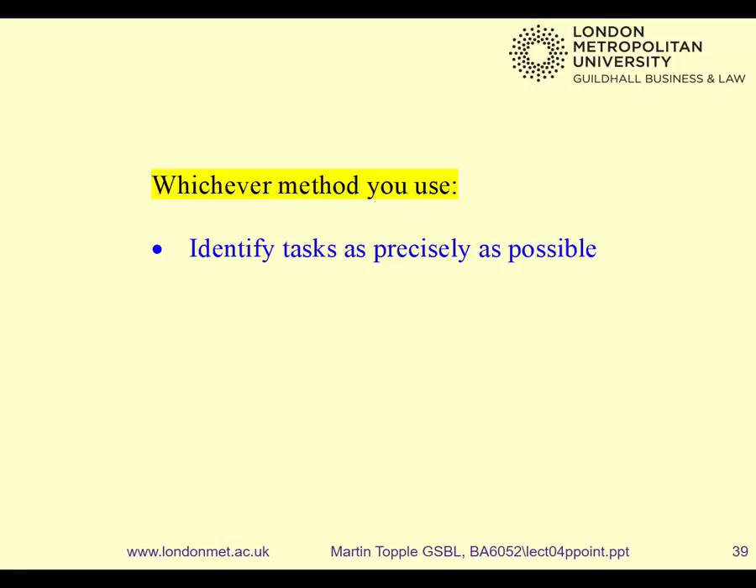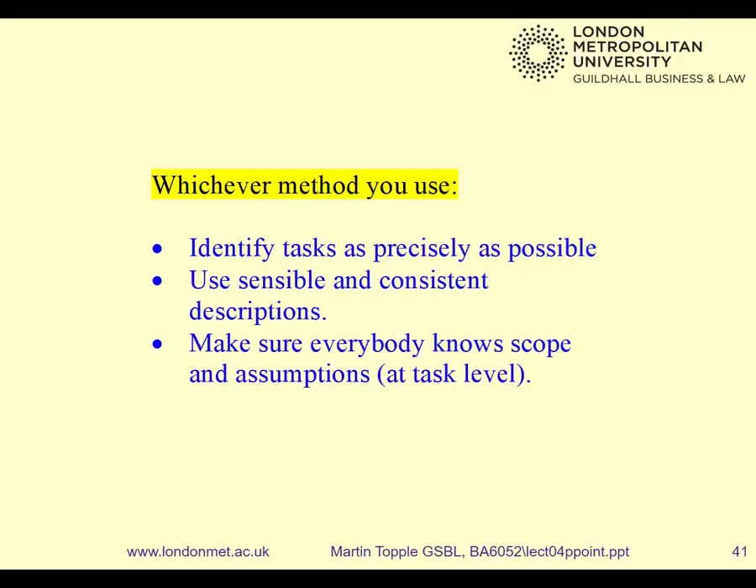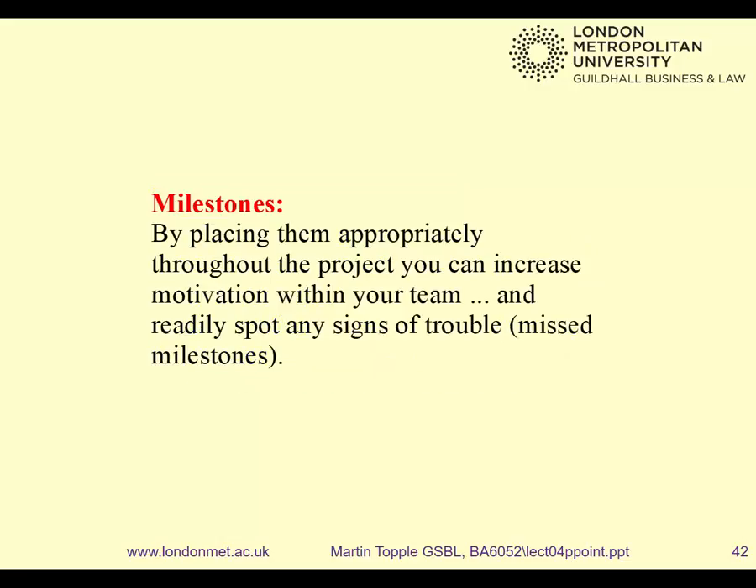But whichever method you use, and I've broken this rule myself, identify your tasks as precisely as possible. And all the exercises I've set you so far, we call the tasks A, B, C, don't we? That's a pretty stupid thing to call tasks, because that doesn't mean anything to anybody. So when you're giving your tasks names, use sensible and consistent descriptions that make sense to people. I'm going to plaster the living room. I'm going to wire the bathroom. Whatever it is, use that name for your tasks that people understand what it is. And then make sure everybody knows the scope and assumptions at task level when you're talking to them or briefing them about what they've got to do.